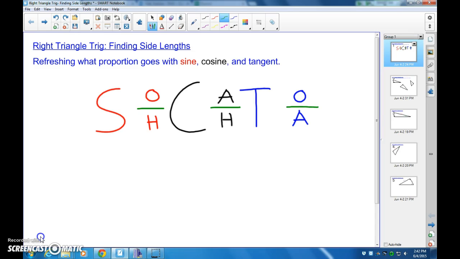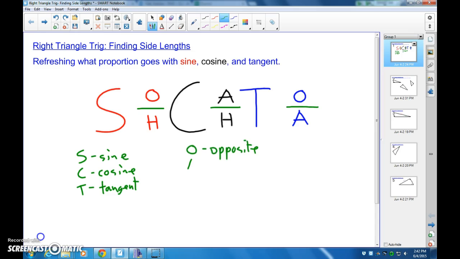Now before you use this, you have to make sure you know what the letters mean. Obviously the S goes to sine, the C goes to cosine, the T stands for tangent. But you also need to remember that the O stands for opposite, the A stands for adjacent, and if you don't like the word adjacent, you can also think about attached. Attached. And again, that starts with an A. And then the H is the hypotenuse.